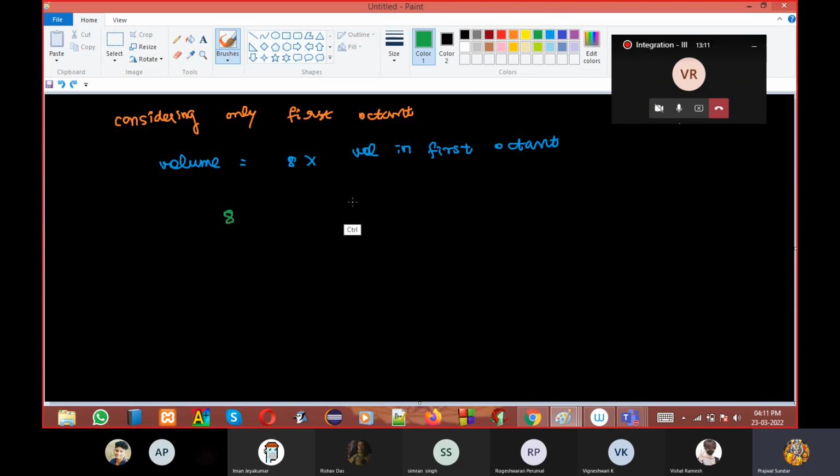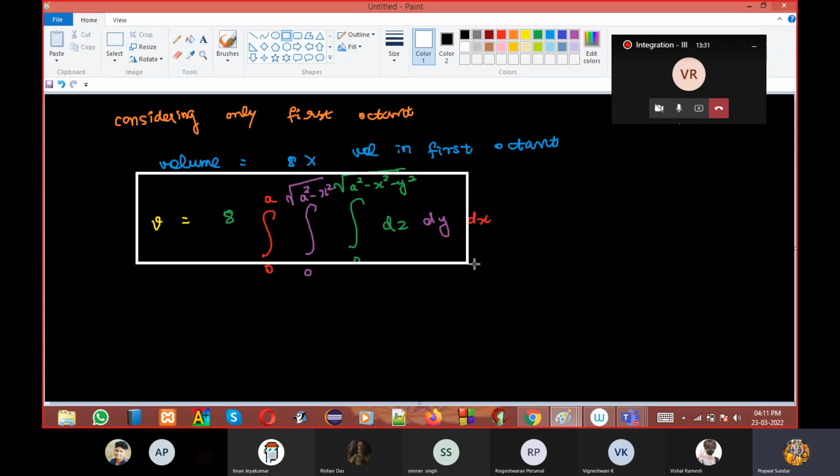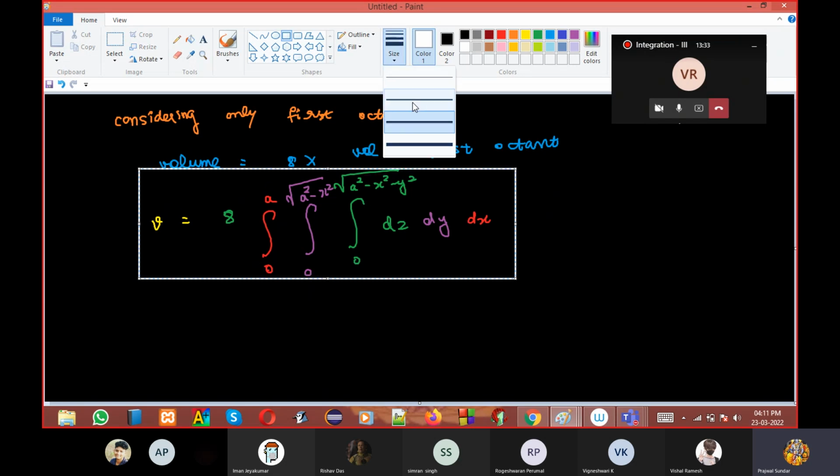8 times what will you do? Integral 0 to root of a squared minus x squared minus y squared, dz, and y will vary from 0 to root of a squared minus x squared, dy, and x will vary from 0 to a, dx. Simple. This is actually better to do in the examination because you have already simplified one step. One step of simplification it will give you. Okay, this is one way of visualizing.